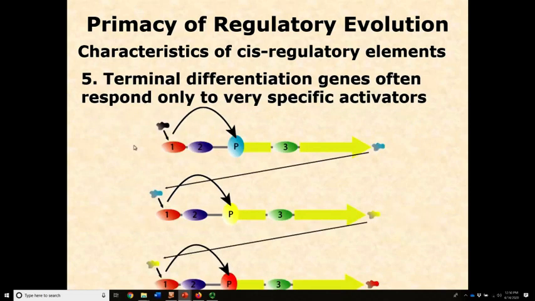Okay, number 5. Terminal differentiation, so the very last in a series of a hierarchy of genes being expressed. This terminal one is usually much, much more specific than the early ones. So the early ones usually have more regulatory elements and can be turned on by many different things. But as we go farther and farther down that pathway, the more specific it gets. And so by the very end, we might have fewer regulatory elements, and regulatory elements that can only bind one very specific product to be able to turn on that gene.